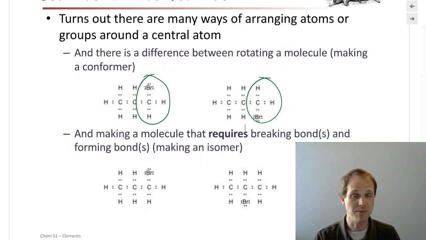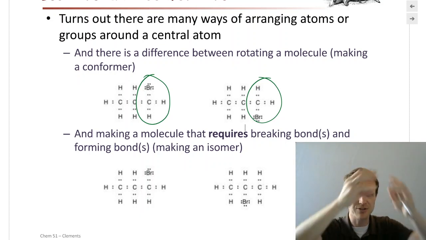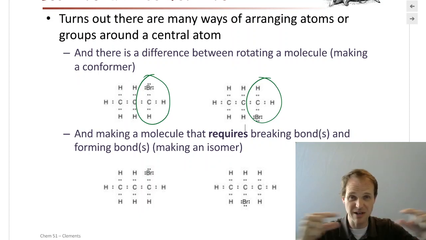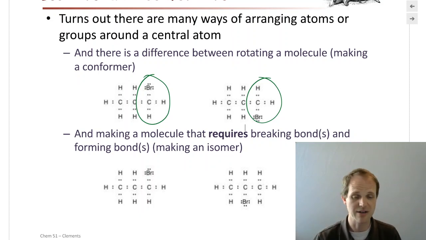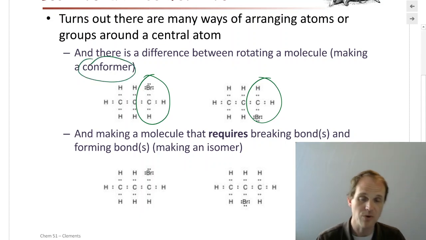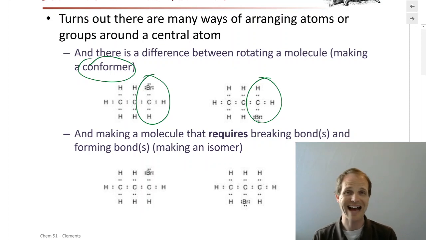Now, double bonds and triple bonds, you don't rotate around those, because, remember, with double bonds you have these pi orbitals connecting, and it locks in the molecule. But a single bond is sigma. It's straight in the middle, and rotating around it is really, really easy to do. So those are called conformers. But we're going to talk mainly about these things called isomers.